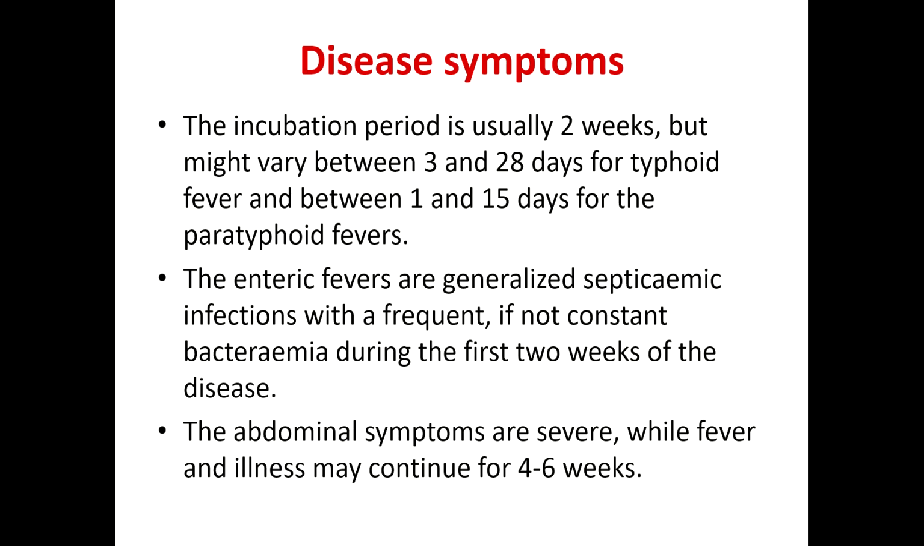Okay, disease symptoms. The incubation period is usually 2 weeks but might vary between 3 and 28 days for typhoid fever, and between 1 and 15 days for paratyphoid fever. The enteric fevers are generalized septicemic infections with frequent, if not constant, bacteremia during the first 2 weeks of the disease. The abdominal symptoms are severe, while fever and illness may continue for 4 to 6 weeks.